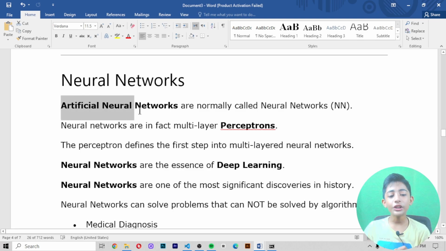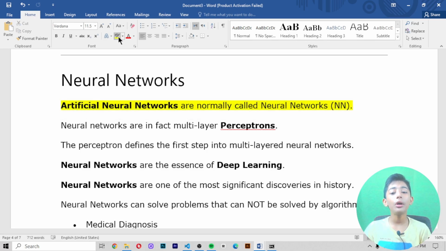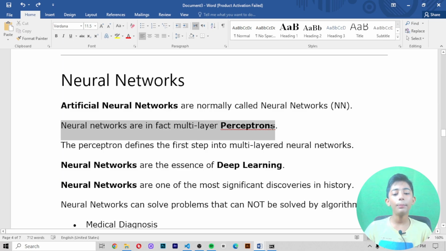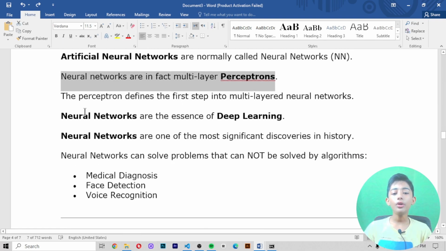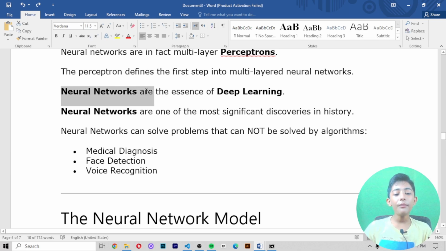Artificial neural networks are normally called neural networks, and the short form is NN. Neural networks are in fact multilayer perceptrons. If you don't know what perceptrons are, I made a detailed video about that, so you can see that video also. I'll give you the link in the description below. The perceptron defines the first step into multi-layer neural networks. Neural networks are the essence of deep learning.